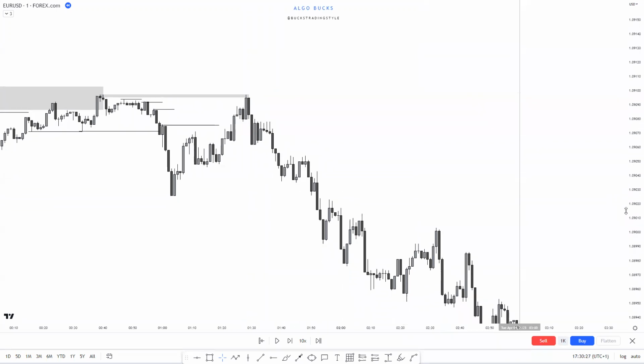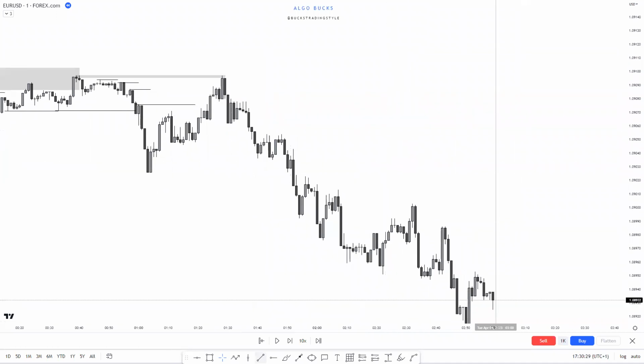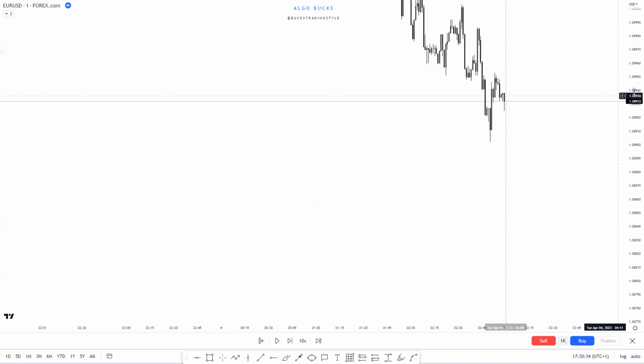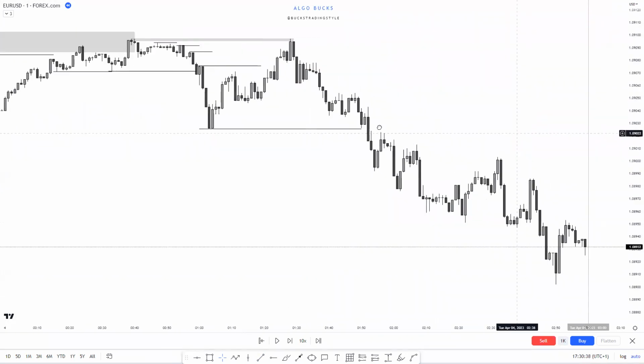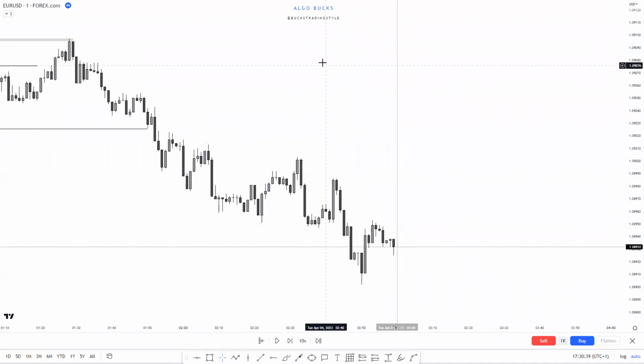So as price is going lower, we keep looking for continuation trade. So that's what we'll be looking at. We'll be looking to sell all the way to go take out this inducement from the H1. So let's see. This was another entry right here.